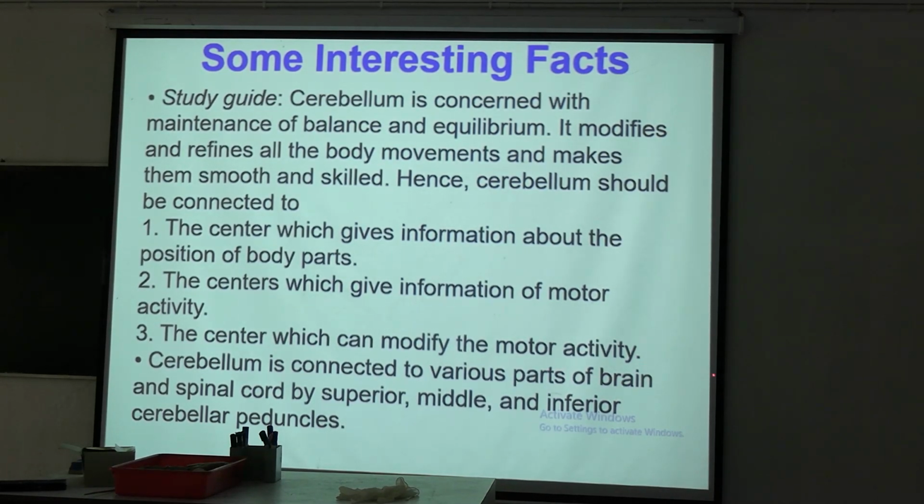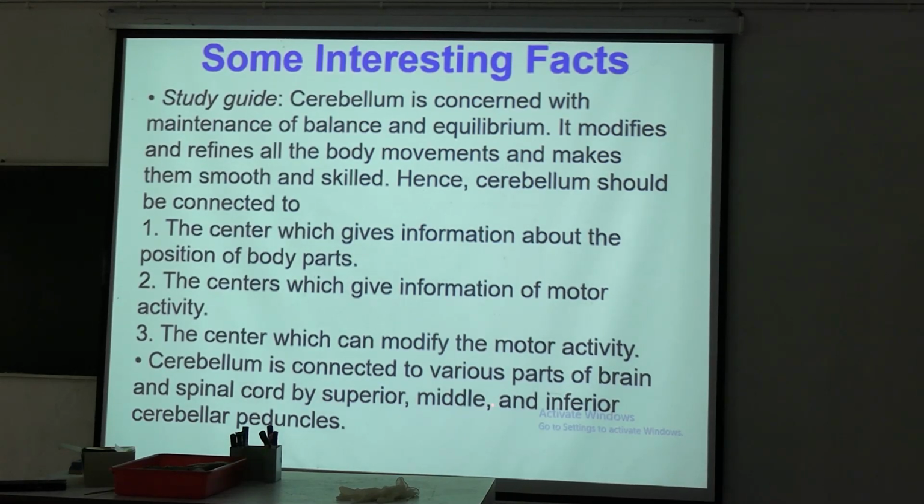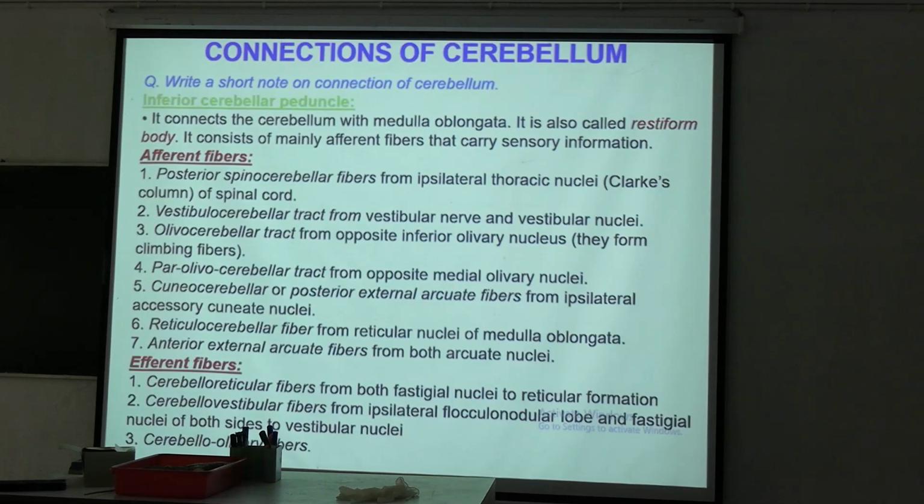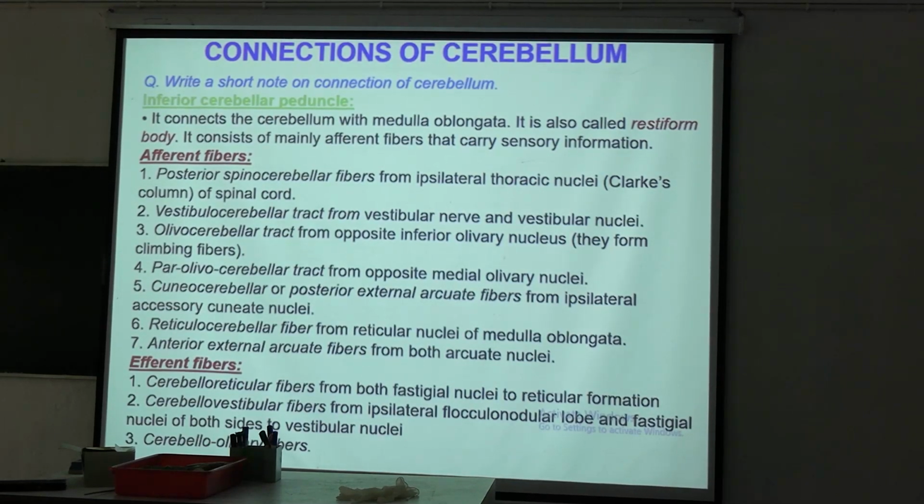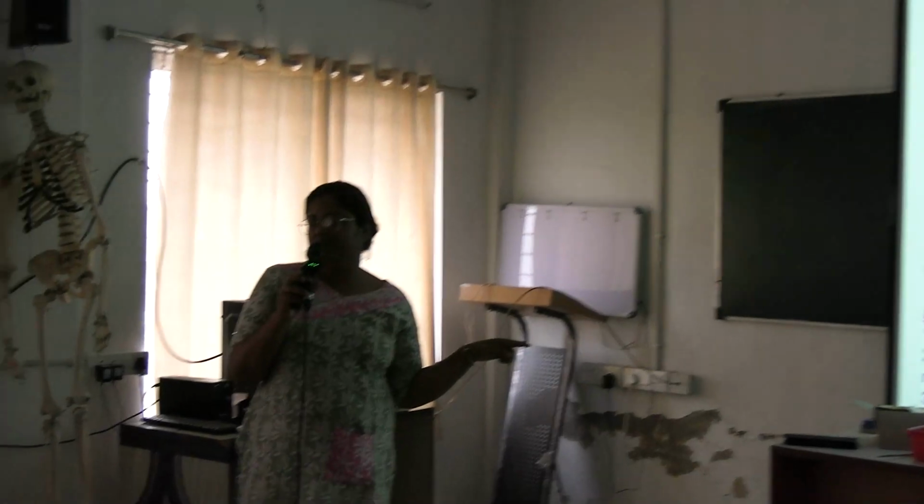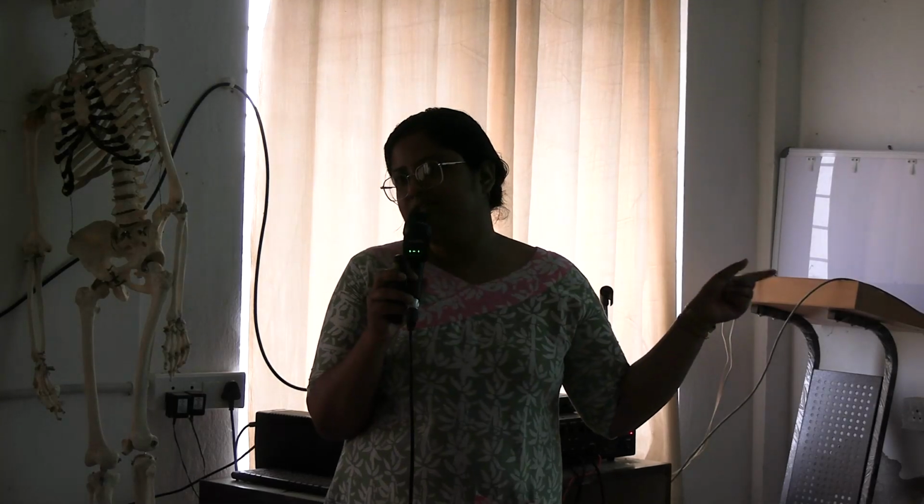Cerebellum is connected to various parts of the brain and spinal cord by superior, middle and inferior cerebellar peduncles. These peduncles come as a short note, mainly the inferior cerebellar peduncle. It can come as "describe the cerebellar peduncles" or only the inferior cerebellar peduncle, also known as restiform body. Restiform body can be given, and you have to identify it is the inferior cerebellar peduncle.